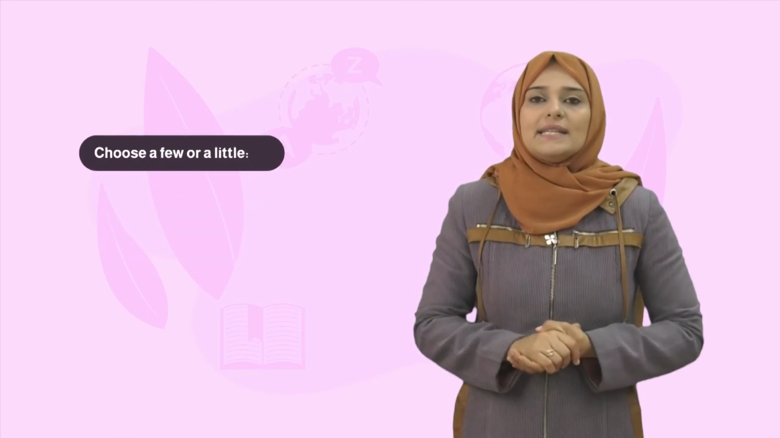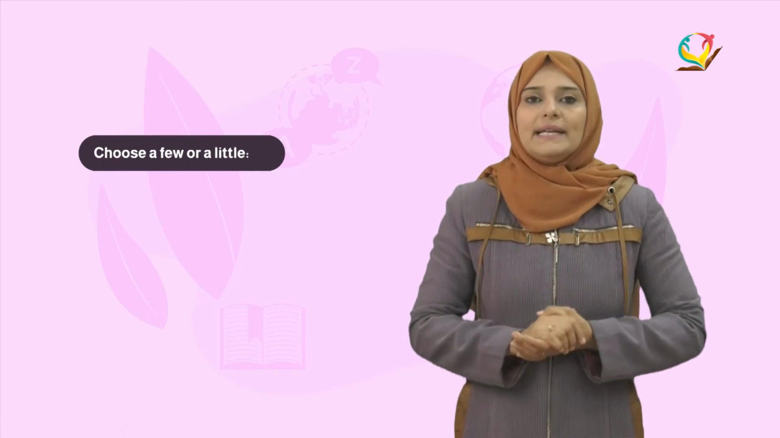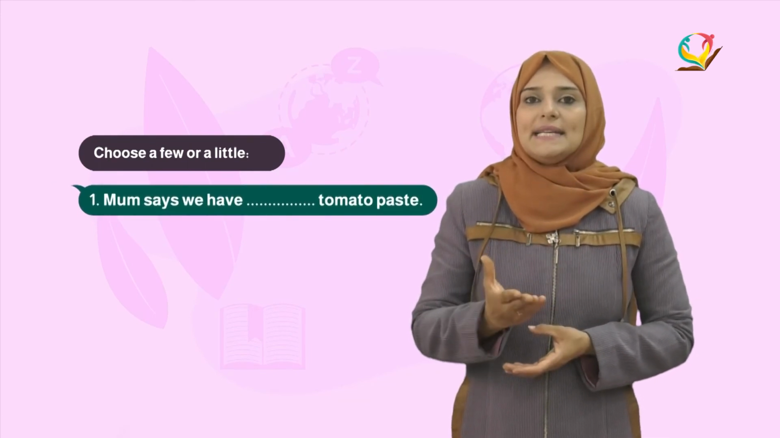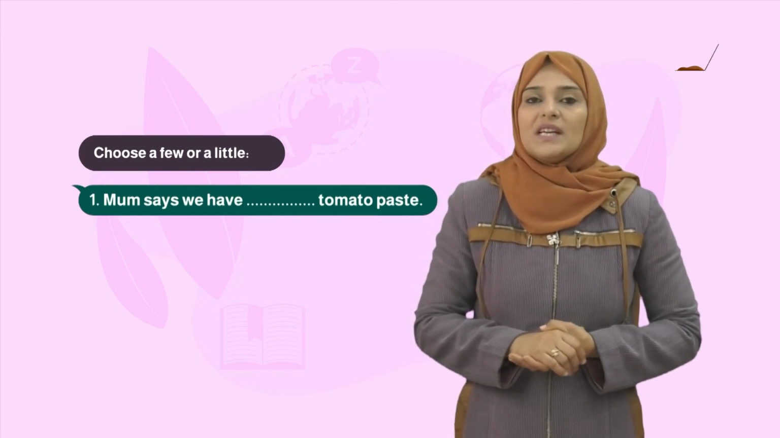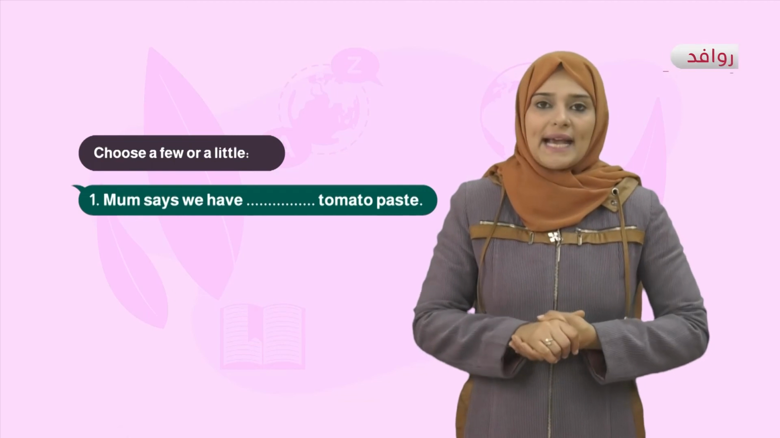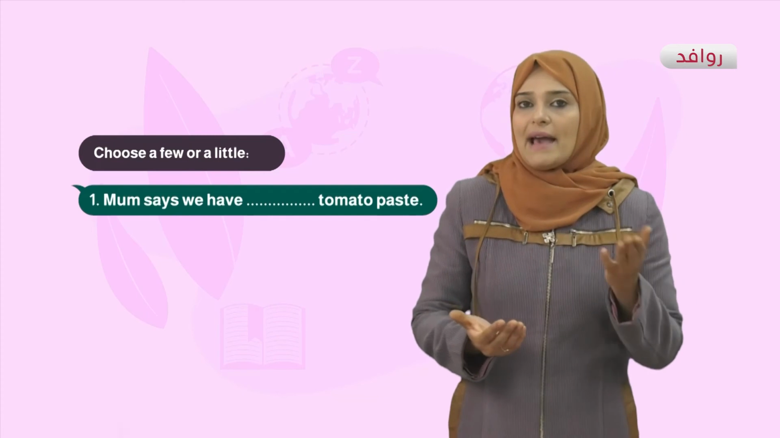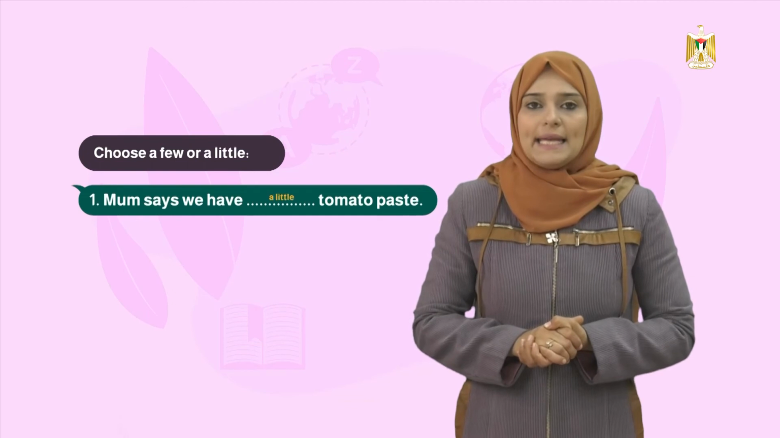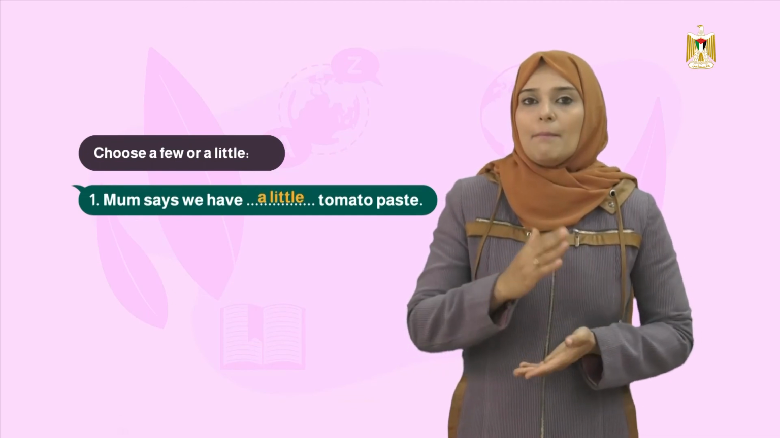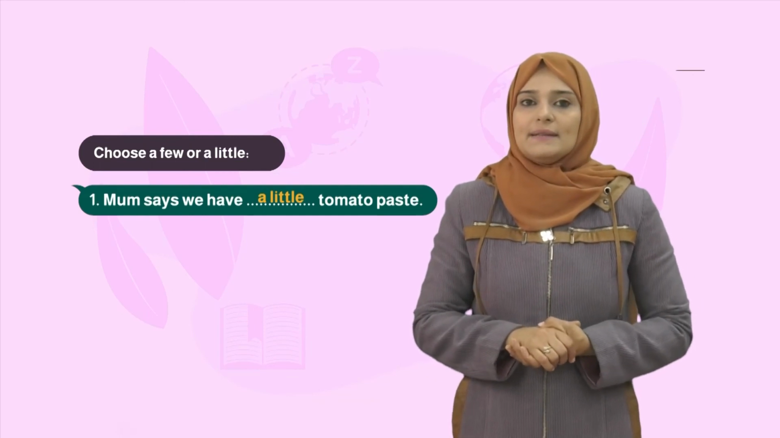How about doing an exercise now? Choose a few or a little. Number 1. Mom says we have a little tomato paste. Tomato paste is uncountable. Do you think with uncountable shall we use a few or a little? That's right, a little. We say, Mom says we have a little tomato paste.